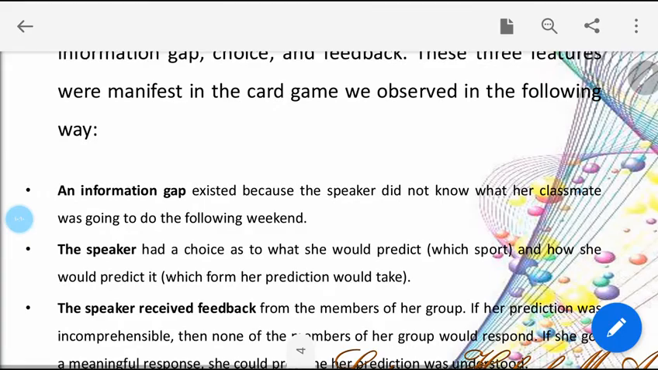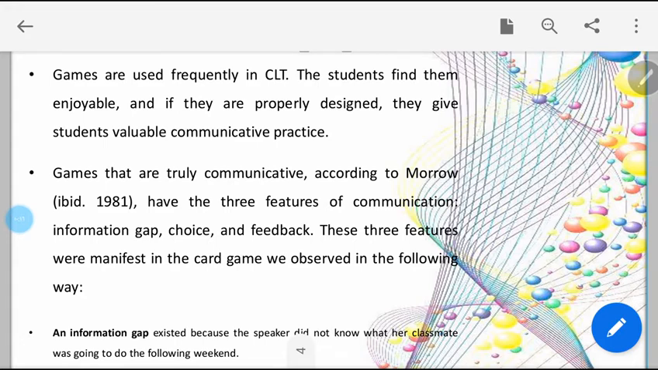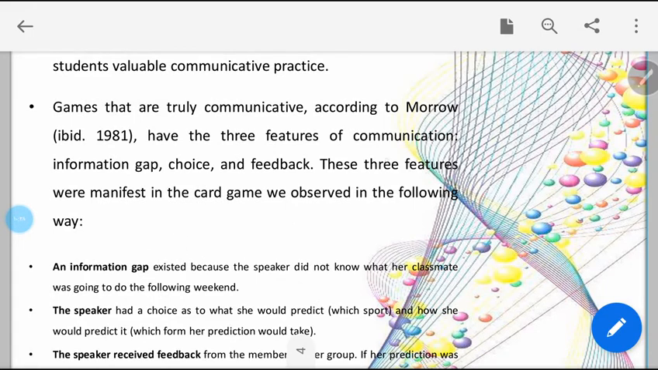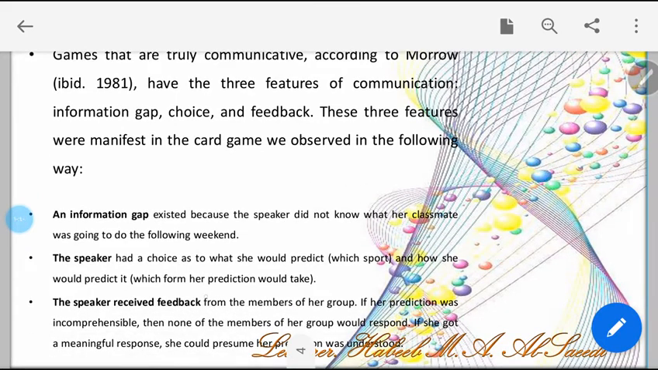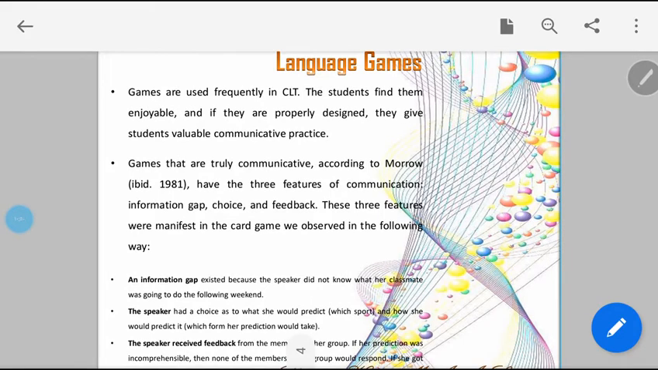So here we have games that are enjoyable, yes, but they are also valuable communicative practice, because they practice the language, they interact, they communicate with each other in the group. And the most important features of communication in games are that there is an information gap, there is choice, and there is feedback. They are listed here, and I want you to read it carefully. So games are important to provide students with the opportunity to communicate, besides being enjoyable.